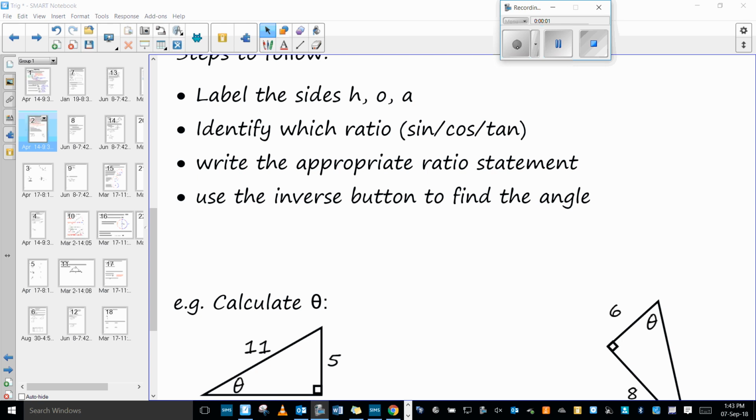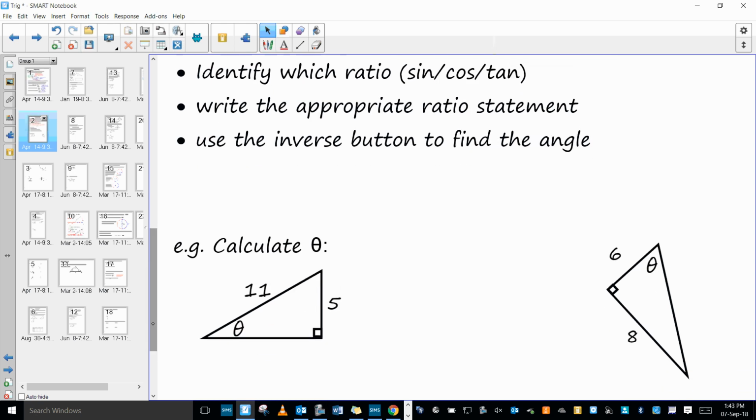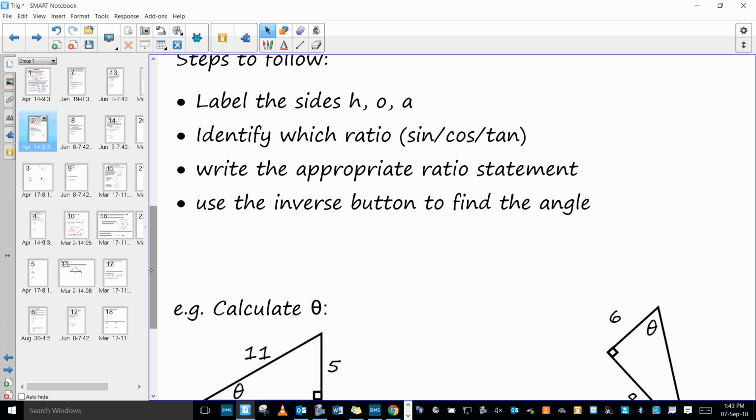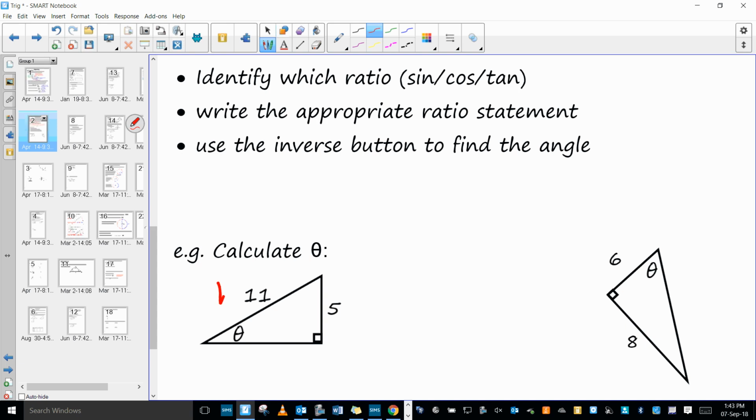So we've got a triangle here. Okay, we can see we've been labelled two sides and we're trying to find the other angle. So first step is to label HOA. I'm labelling all three of them.